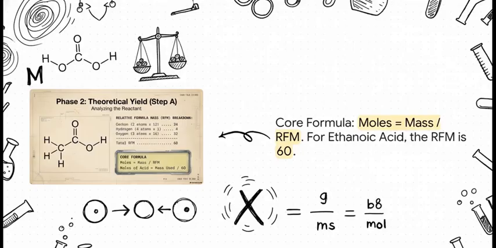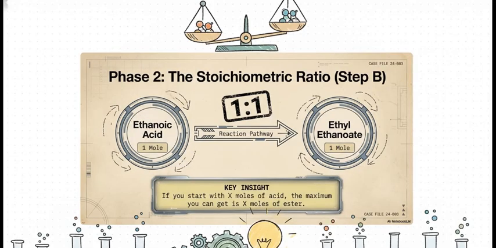Okay, step one, analyzing our reactant. We need to convert the mass we measured into the universal currency of chemistry, moles. And to do that, we just divide the mass we used by its relative formula mass, or RFM. That's just the total mass of all the atoms in the molecule added together. For ethanoic acid, our starting material, that number is 60. Let's move on to step two. Here, we check the ratio. Our blueprint, the balanced equation, shows this beautifully simple one-to-one relationship between our reactant and our product. So, what does this mean? It's key.